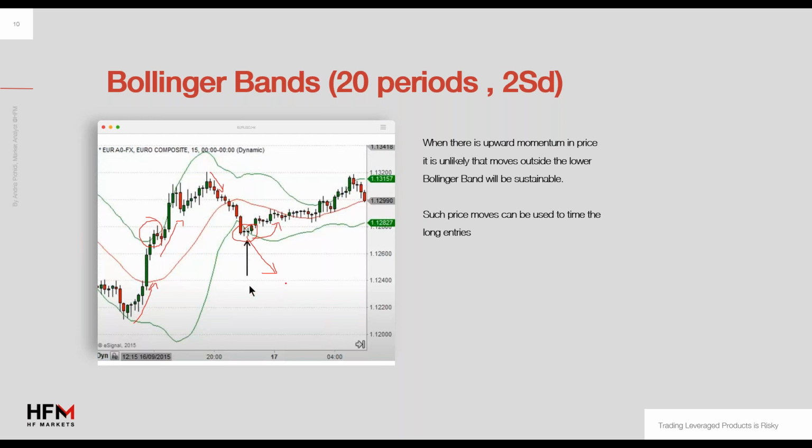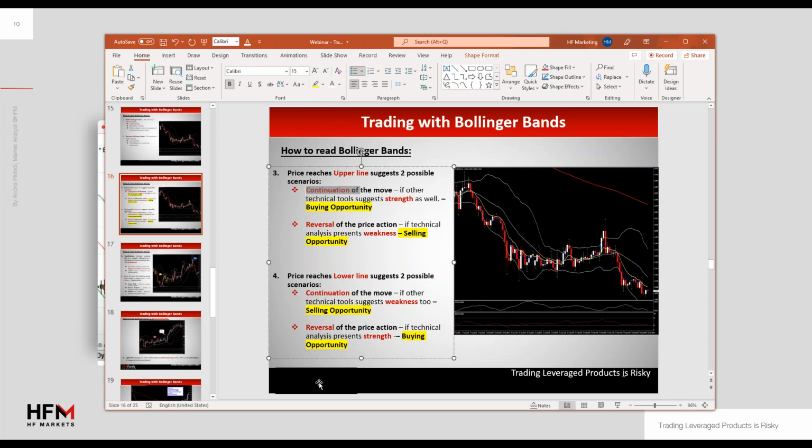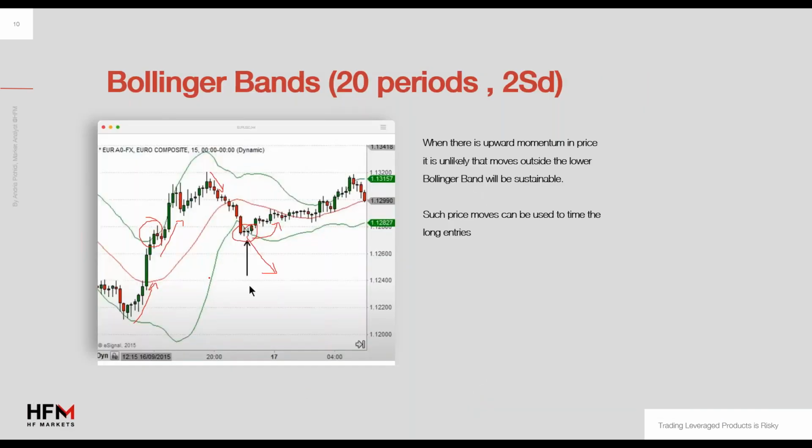Let's take it step by step. Every single time that the price touches the Bollinger lines, either the upper one or the lower one, there are two scenarios: the continuation of the move scenario, or the reversal scenario. This is why we need to be patient. If the price is in an uptrend and touching the upper line, then we need to wait to see whether it will continue moving higher or whether it will start retracting.